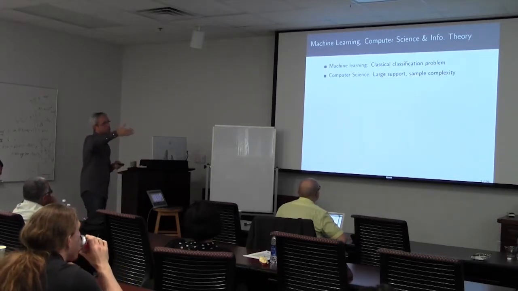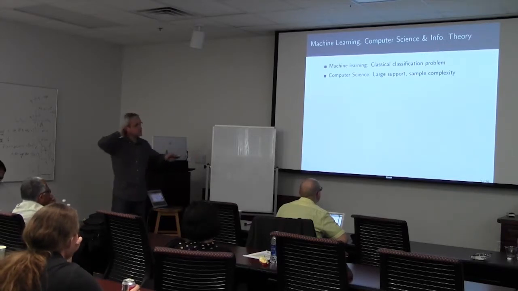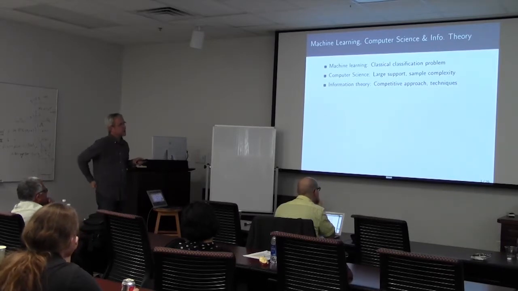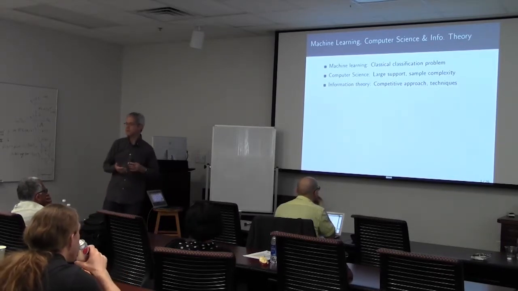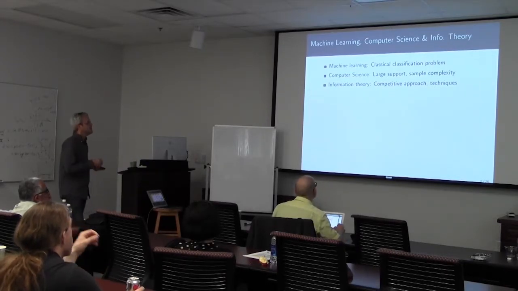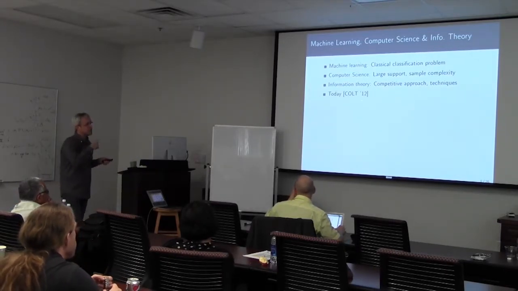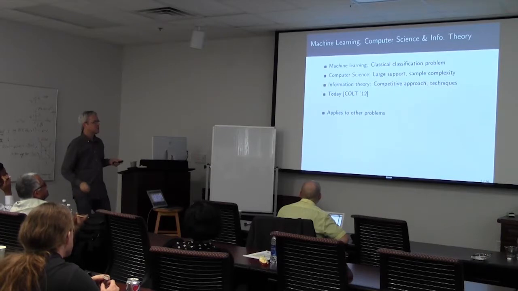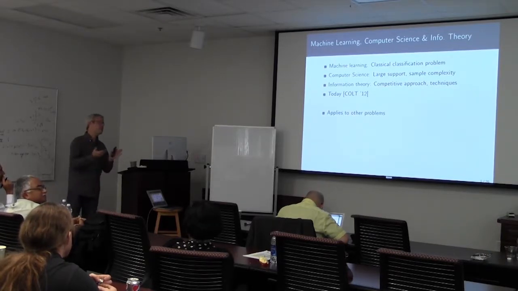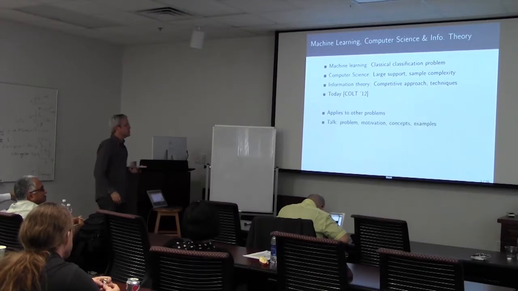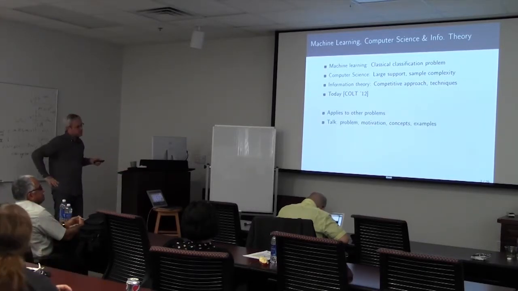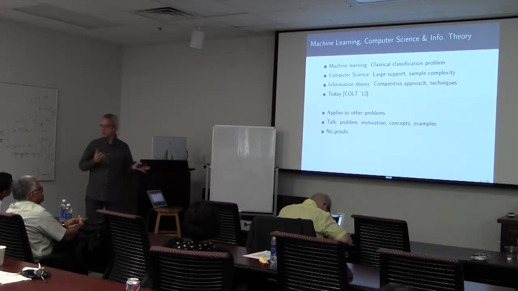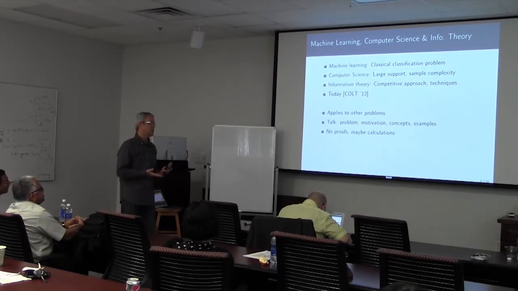So you have a large support, so you're not in the asymptotic regime, and you see how many samples you need to classify. What we're going to do today is add to the mix a competitive approach that we borrow mainly from information theory, and techniques that we get from information theory. The results that I'm describing appeared in last year's COLT, but the same technique applies to many other problems, and we are applying it right now, and I'm sure other things can be done as well. So in this talk, I'll describe the problem, the motivation, some of the concepts and examples. There will be no proofs, but there may be some calculations.